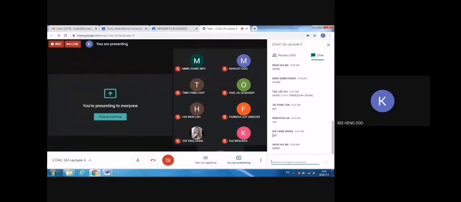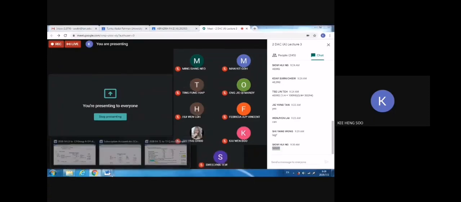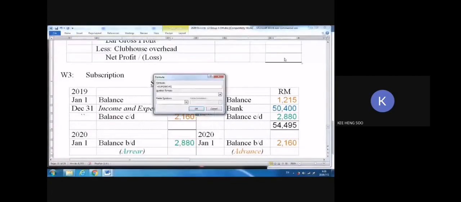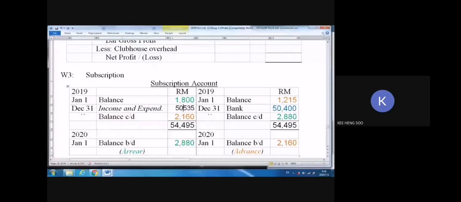Let me sort my computer lag, or your computer lag. The screen may be slow. Okay, so let me go through. Yes, so the answer is correct. So this will be your subscription account.